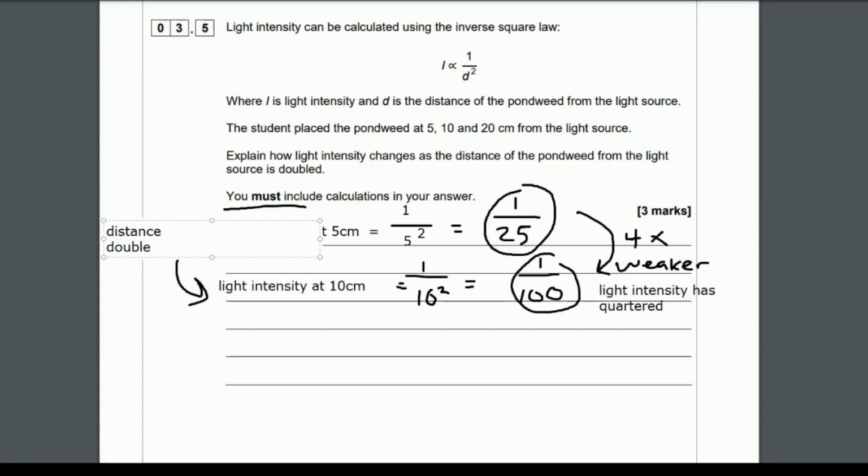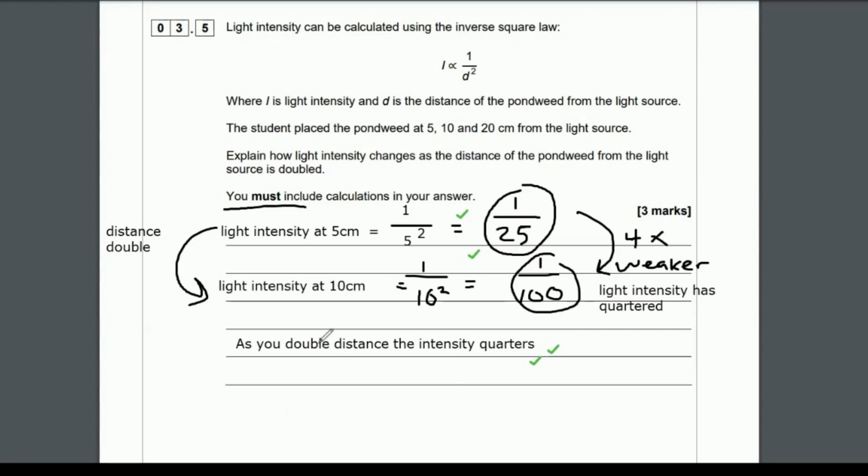So it's like to the power of 2. So we can say as you double distance, the light intensity quarters. Guess what you think will happen as you triple the distance? Now you don't need to say this. We've just given the answer there. You're going to get all 3 marks for this. You've included calculations and you've made your statement. You're going to get all the marks.